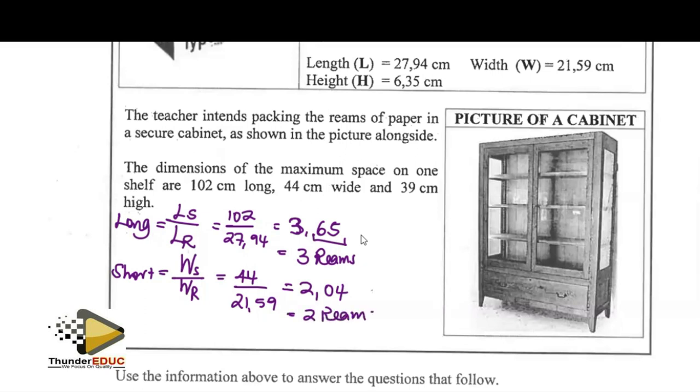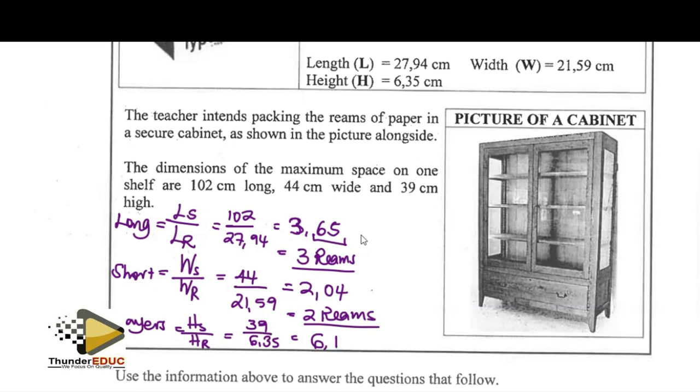And the height of the shelf divided by the height of the rim, which becomes 39 divided by 6.35. So we shall need six layers.